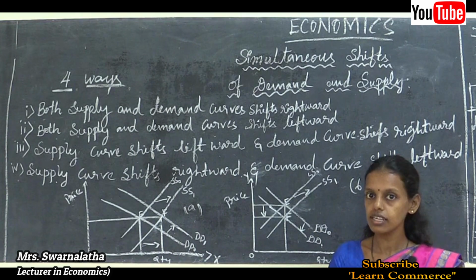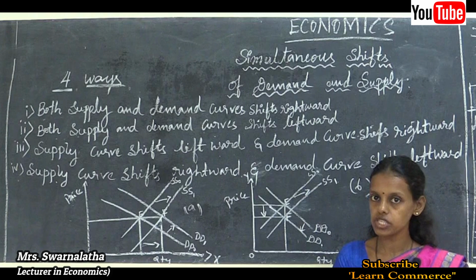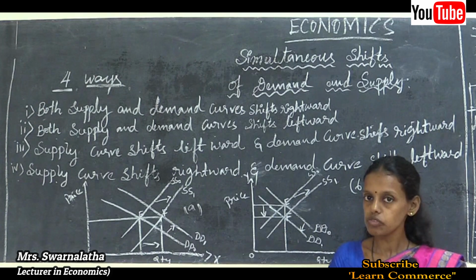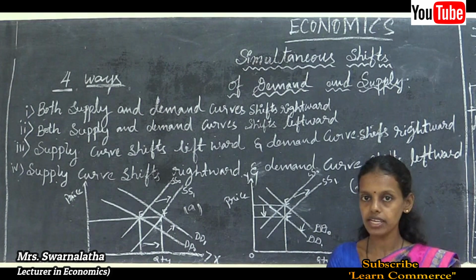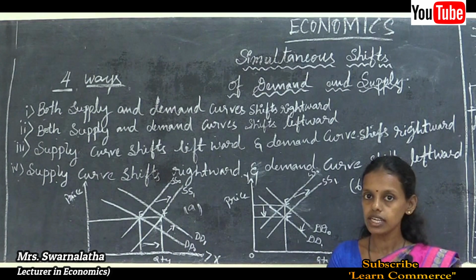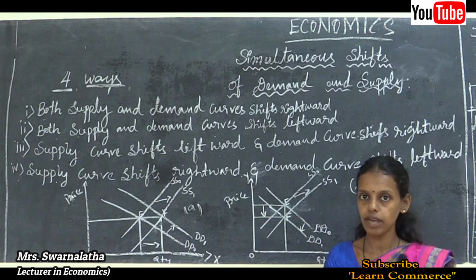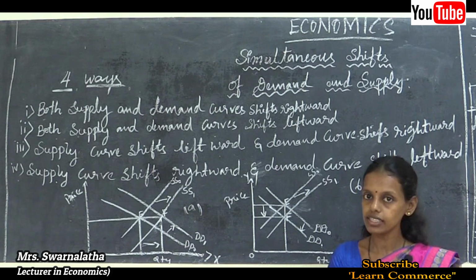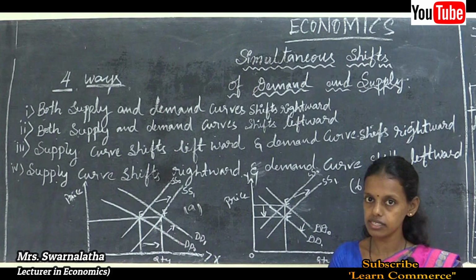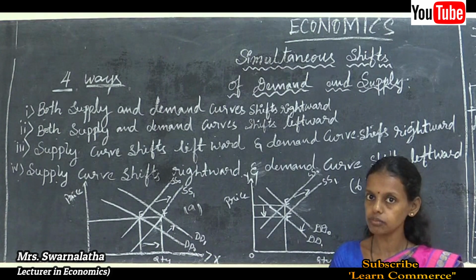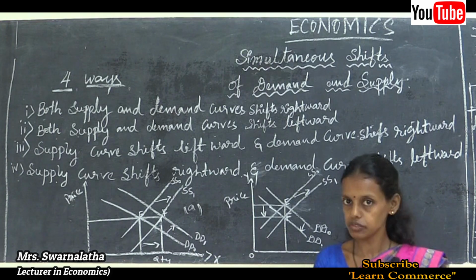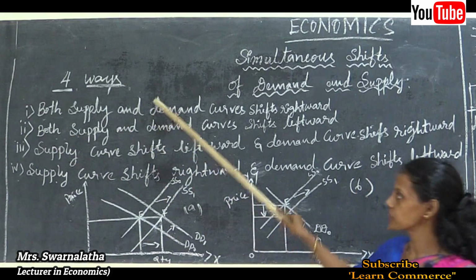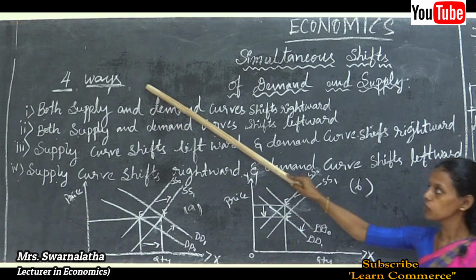So let us see four possible ways of shift in demand and supply. First one, both demand and supply curves shift rightward. Second one, both demand curve and supply curve shift leftward. Third one, demand curve shifts leftward, supply curve shifts rightward. Like that, the fourth possible way is demand curve shifts rightward and supply curve shifts leftward. These possible ways we can see under the following four ways.